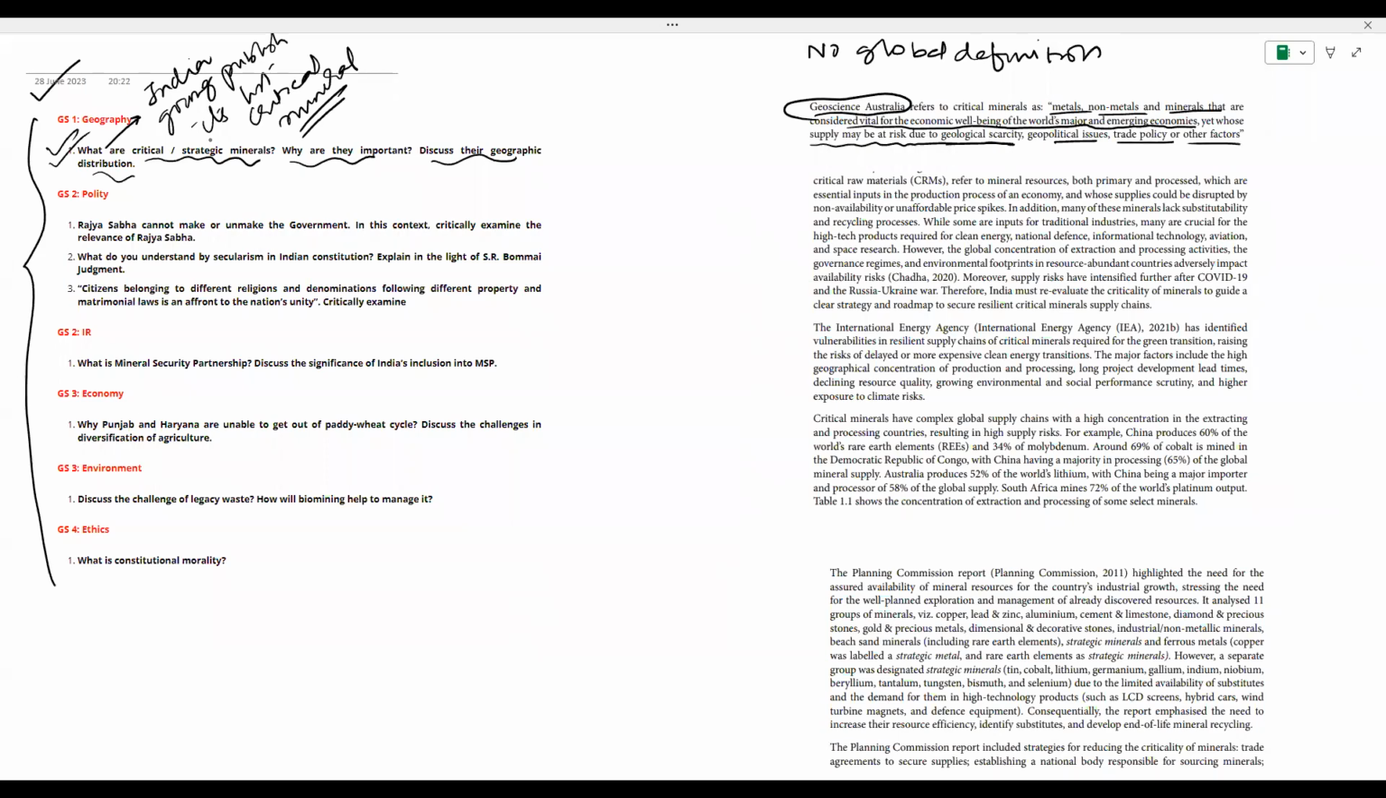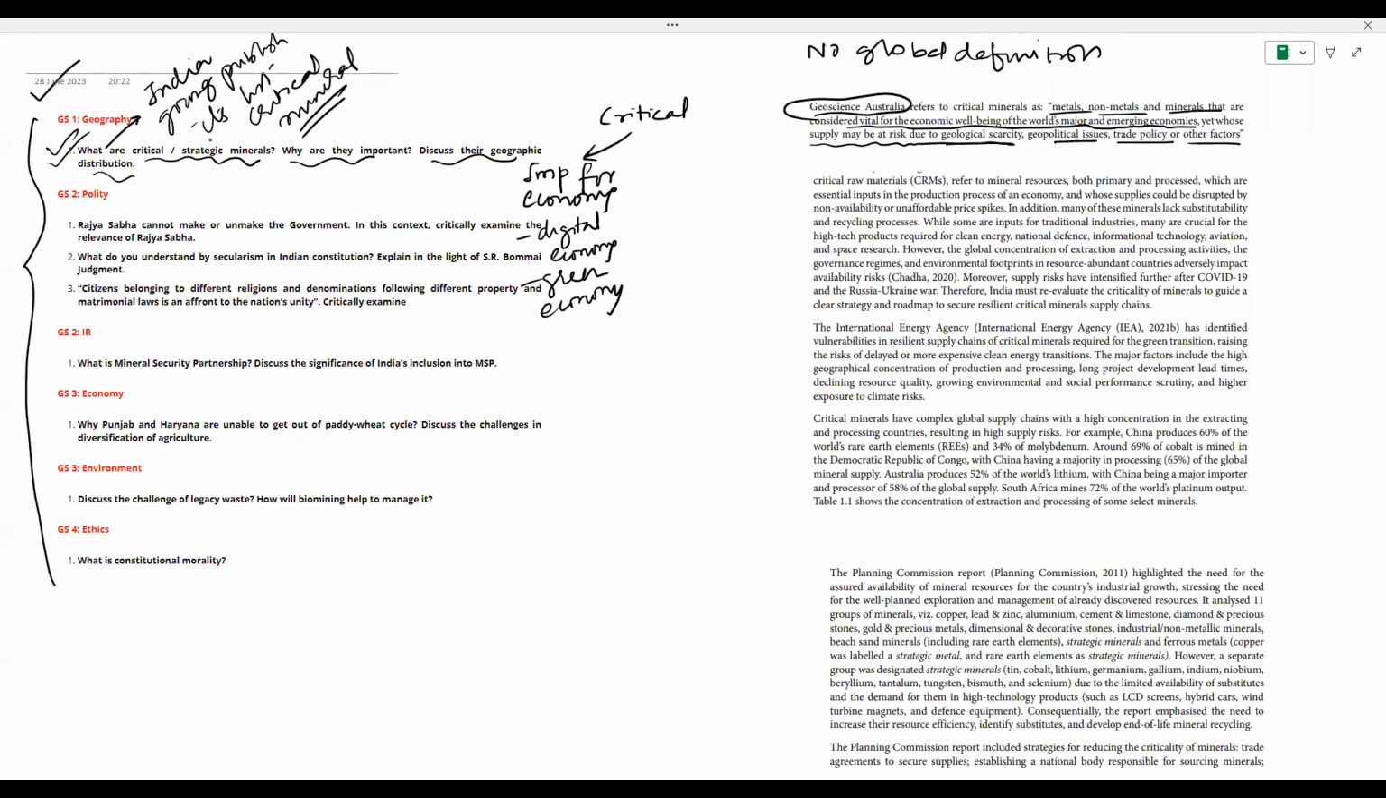So here in the definition, you will see that there are two aspects. First of all, why are they called critical? They are critical because they are important for the economy, particularly the digital economy and the green economy.